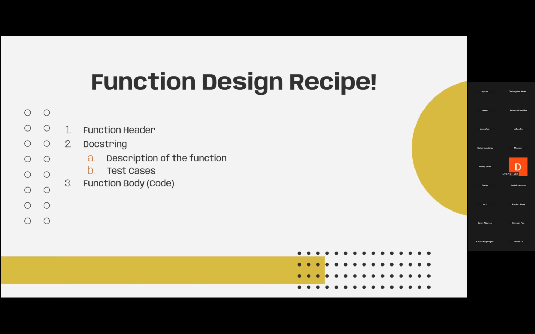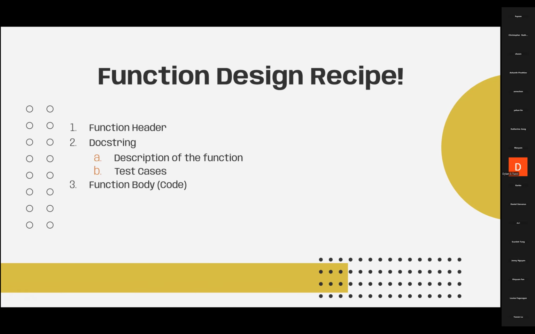All right. Now let's move on to the function design recipe. I think the function design recipe is pretty straightforward. There are three main components to keep in mind when you design a function: the header, the docstring, and the body of code. This part is really important, because whenever you're asked to write some code on the exam, you want to make sure that you abide by this function design recipe. That's also how they're going to evaluate your code other than correctness.